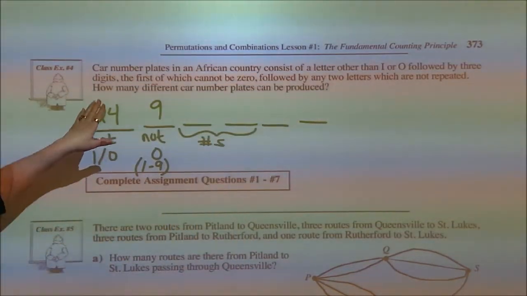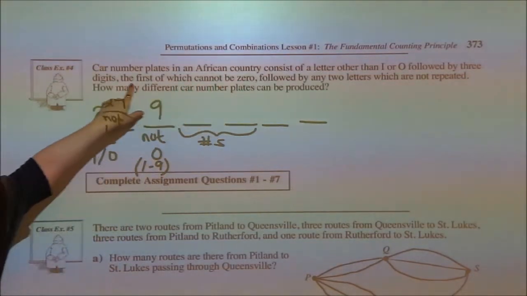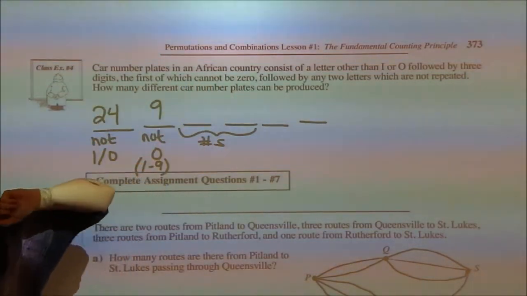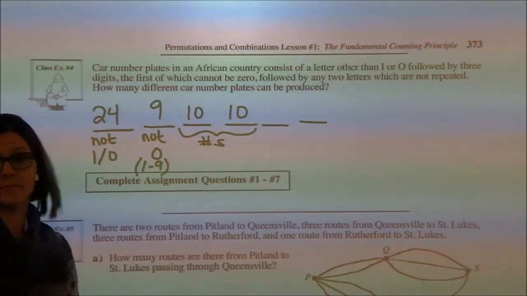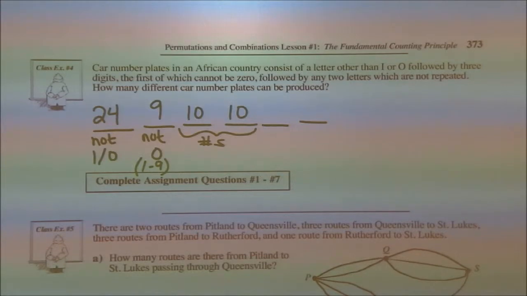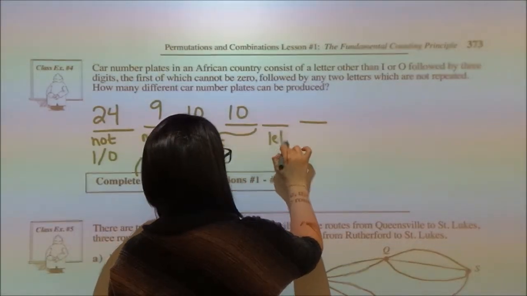Does it say whether or not the numbers can be repeated? It doesn't say that they can't. It just says the first one can't be a 0. So 10 and 10. And then followed by any 2 letters.